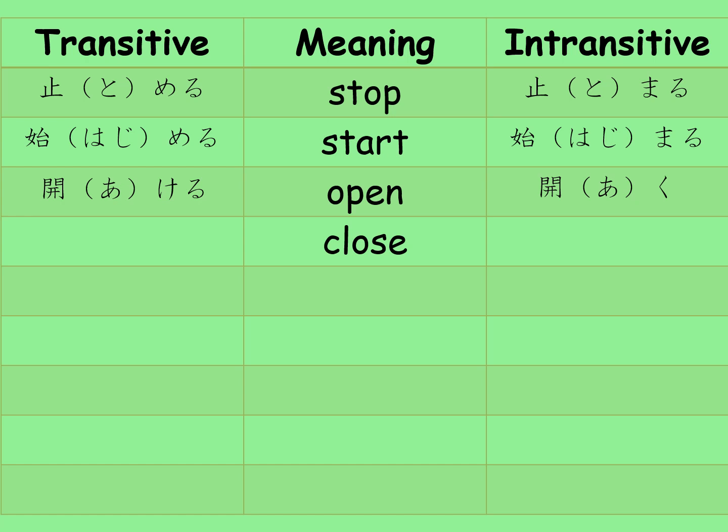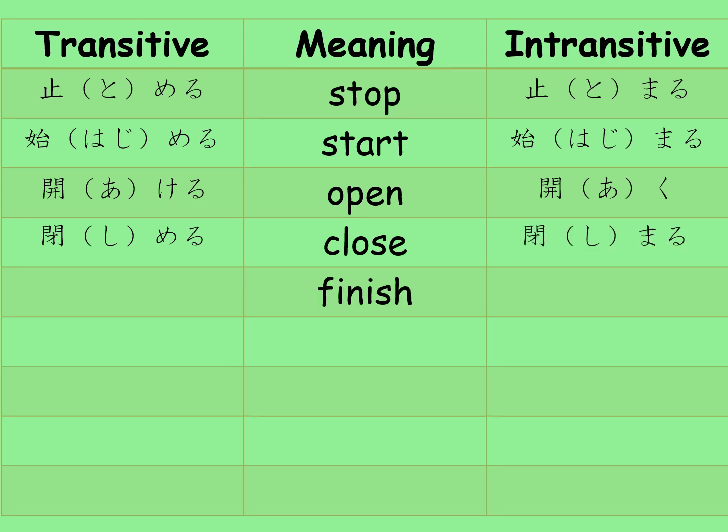Let's put this pair in this table. 開ける is for opening the window, and 開く for windows opening. To close the window is transitive, and that is 窓を閉める. The window closes is intransitive, and that is 窓が閉まる. To finish my homework is transitive, and that is 宿題を終える. Homework finishes is intransitive, and that is 宿題が終わる.